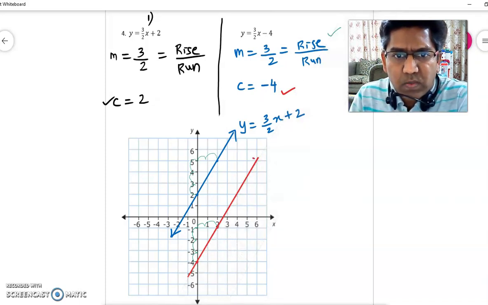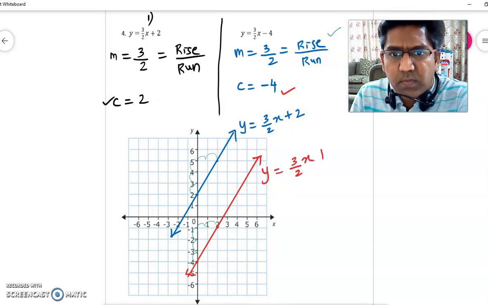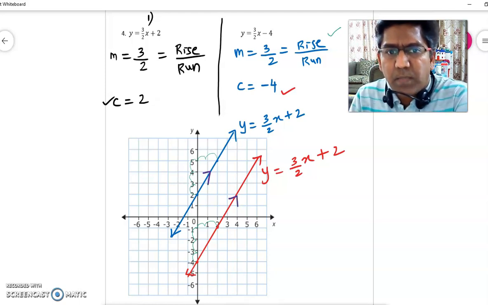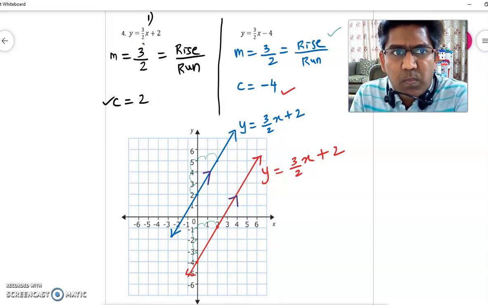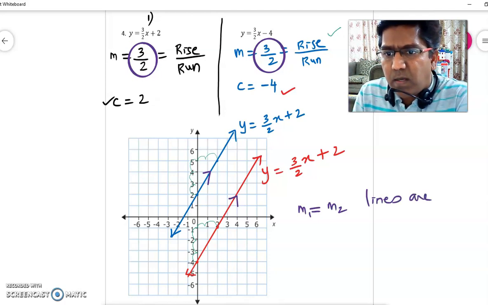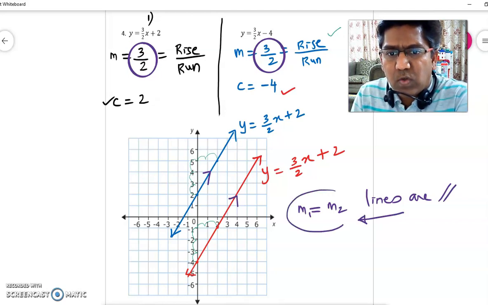Now the equation of this line is y equal to 3 upon 2x minus 4. Now what we notice here is that the 2 lines so formed have some similarity. These 2 lines are parallel. Now the reason these 2 lines are parallel, if you look at the equation carefully, is that both have the same slope. So the conclusion is, if the slopes are equal, then lines are parallel. The reverse is also true. If the lines are parallel, then their slopes are equal.